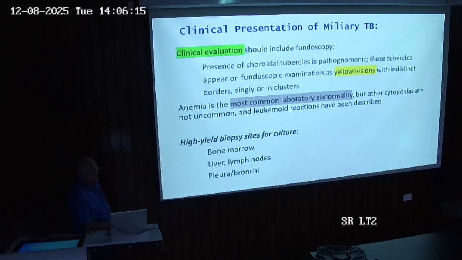So, whenever there is suspicion of miliary TB in patients presenting with PUO, what are the sites for culture? Bone marrow, liver, lymph node, pleura, or through a bronchoscopic biopsy. These are the various sites you can biopsy.